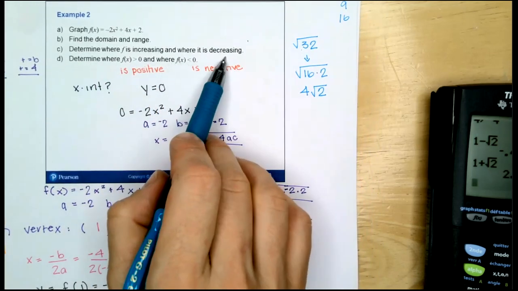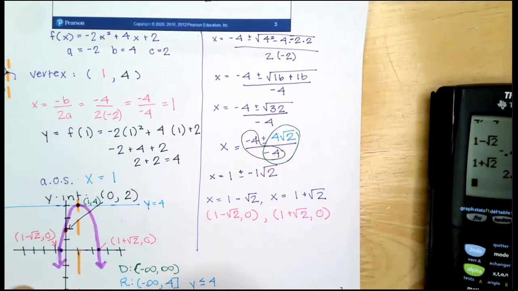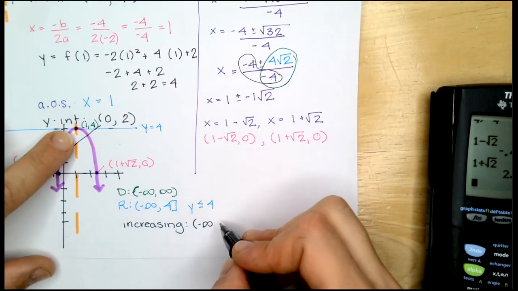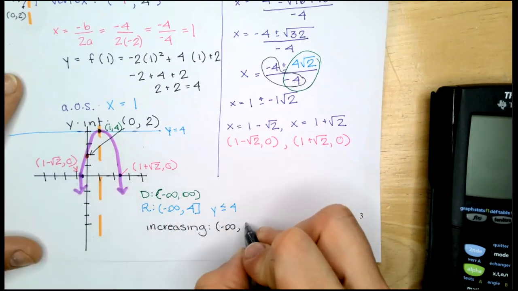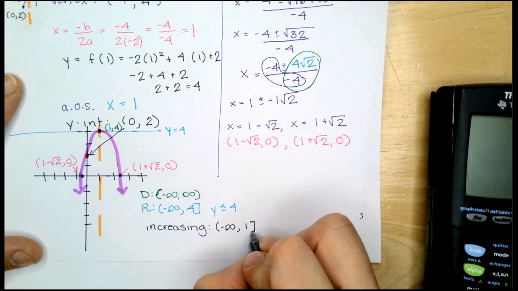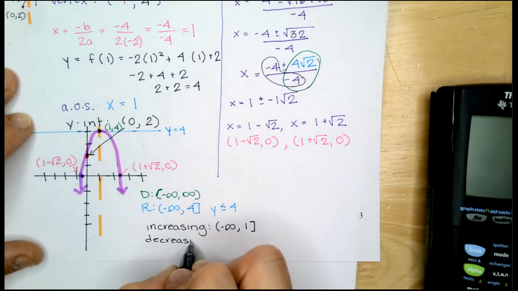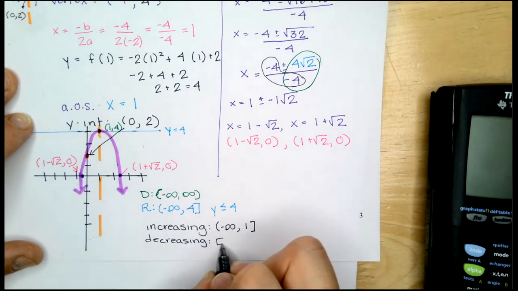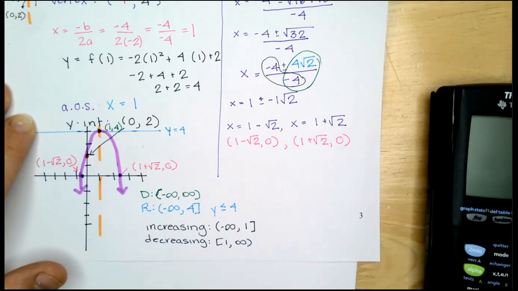Determine where it is increasing and where it is decreasing. Increasing. Where is the slope positive? From -infinity, and this is on the x-axis, from -infinity until 1, and including 1. And then it is decreasing from and including 1 to infinity. Okay?